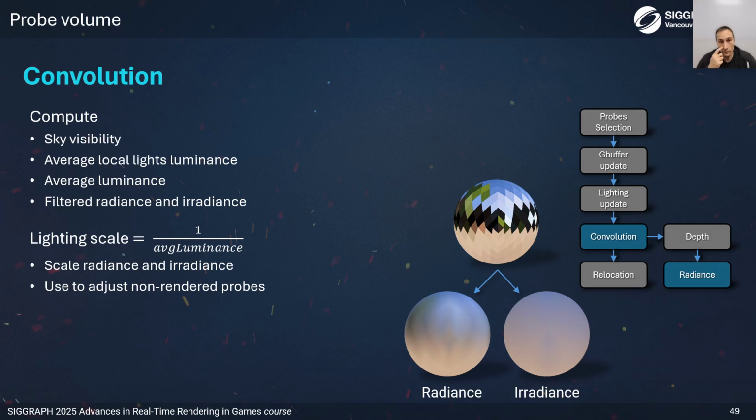We also convolve the radiance result to produce a filtered radiance and an irradiance probe, as previously seen. During that process, we also compute multiple pieces of metadata, such as the sky visibility, the average local light luminance, and the average luminance. That's going to be the scaling factor for the probe.